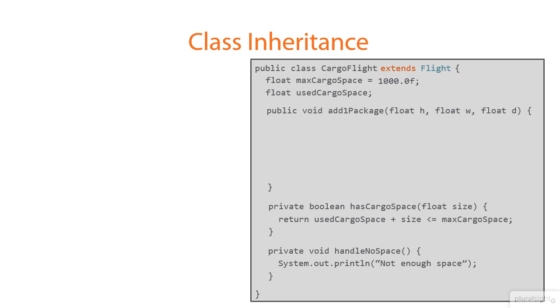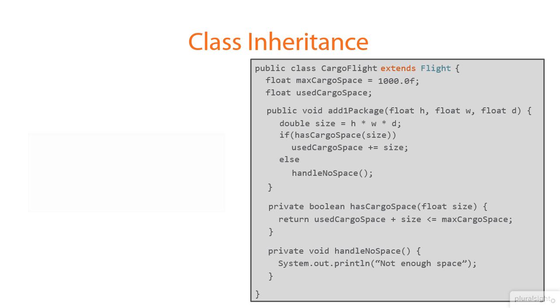So what we need to do inside this method is that when we receive a package, we'll calculate the total size, right? Simply multiply the height times the width times the depth. And then we'll call our has cargo space. And then if that returns true, we'll go ahead and add the size of that package to how much space has been used. Otherwise, we'll go ahead and handle the situation of not having enough space, which again just prints out a message.